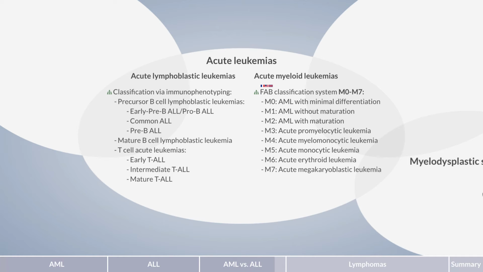An important difference to remember between both acute leukemias is the age distribution pattern, with acute lymphoblastic leukemias being the most common type of malignancy in children, and acute myeloid leukemias being most commonly observed in adulthood. Now let's move on to the lymphomas.